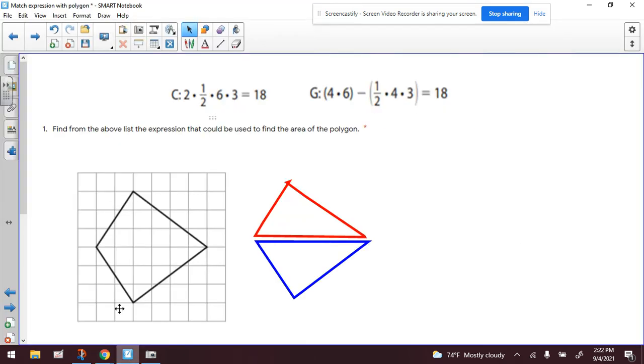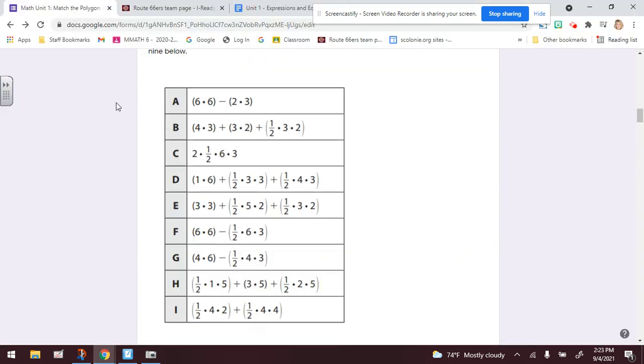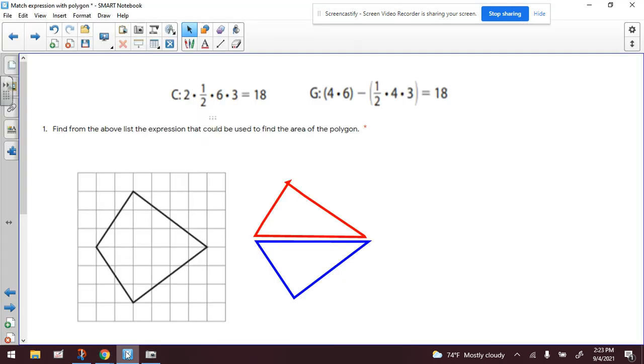So let's take a look at polygon number 1. Now, there are two choices in the lineup. So, in fact, let me go back to remind you where we're pulling this from. There are two expressions, this one here and this one here, that if you simplify them, you're going to get the same number. So I want to make sure you understand how you match up which expression goes with what polygon. All right, so let's go back to this for a second. So again, this is expression C, and this is expression G, which, if you simplify them, will both give you 18.